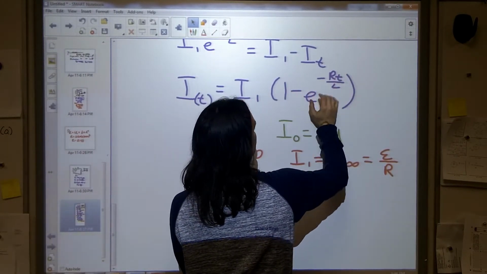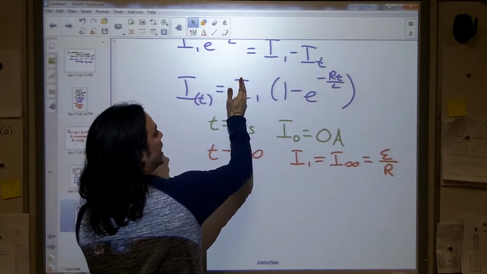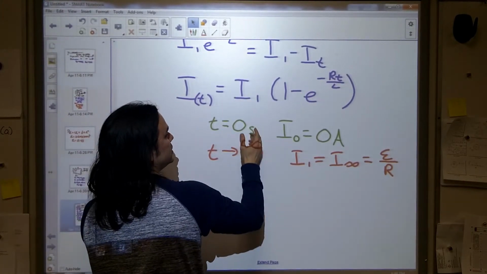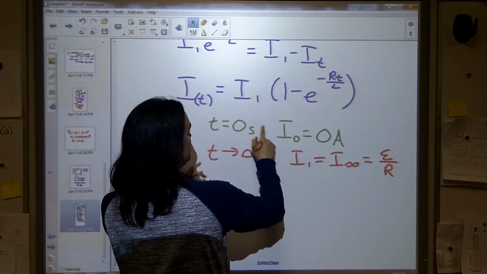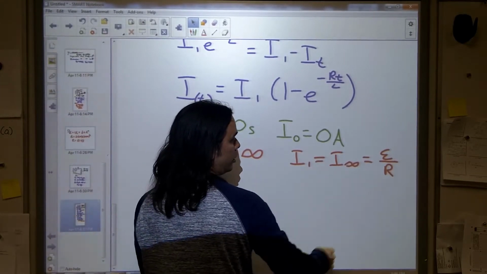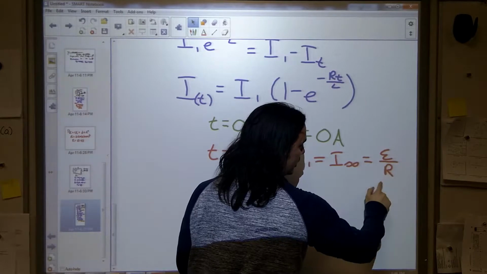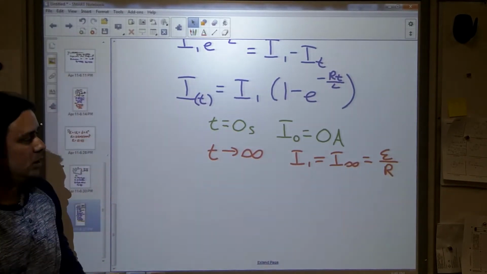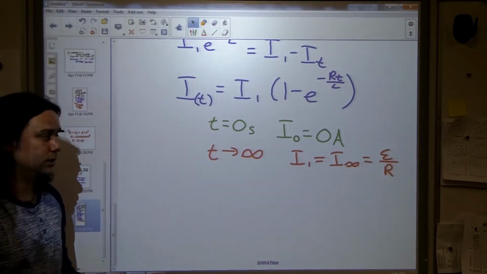We have 1 minus 0, which is 1. 1 times our final current is what we'll end up with, which means that as time goes to infinity, we do indeed end up with the total current, which is actually squiggly e divided by r. It matches our boundary conditions.